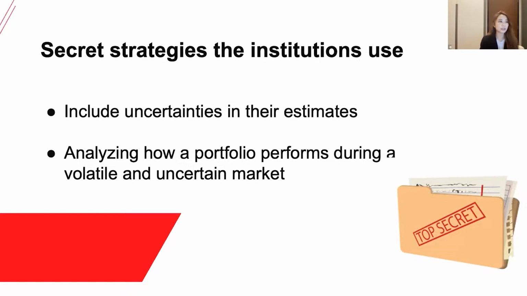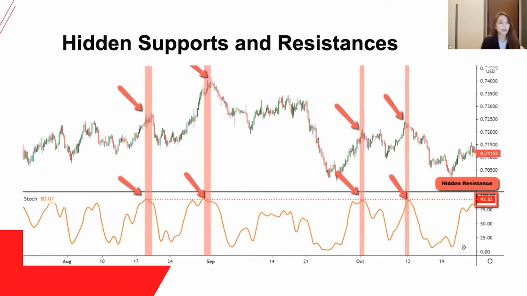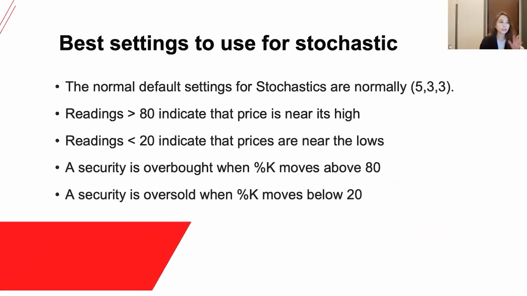Some of the secret strategies that institutions use, or that I sometimes showcase in webinars where I use stochastics as the indicator, include the uncertainties of their estimates and analyzing how a portfolio performs during a volatile and uncertain market. We are looking at something called hidden support and resistance. Backtracking a little, on this slide we are looking at highs at 80 and lows at about 20, and treating these two as resistance and support.